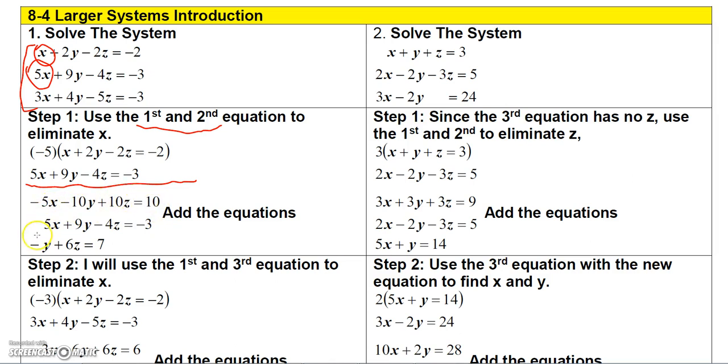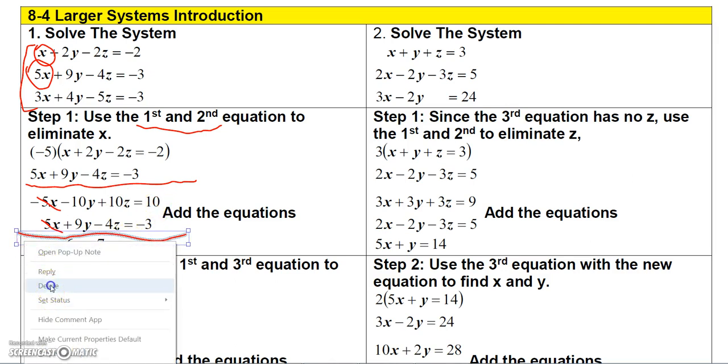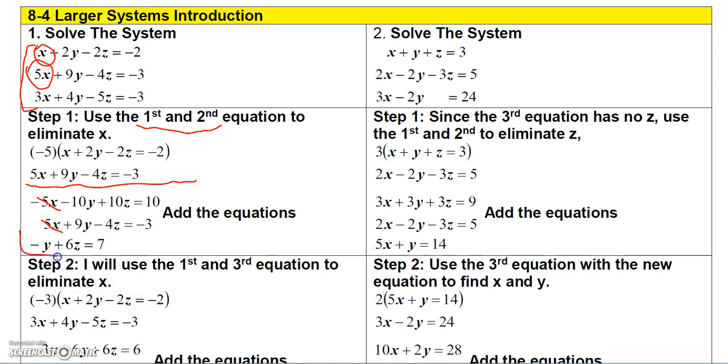And then I'm going to add these two equations together. Notice that the negative 5x plus 5x cancels, and the negative 10y plus 9y gives me minus y, and 10z minus 4z gives me 6z, and 10 minus 3 gives me 7. So by eliminating that, I get the equation minus y plus 6z equals 11. So we're going to hang on to that and use it later.